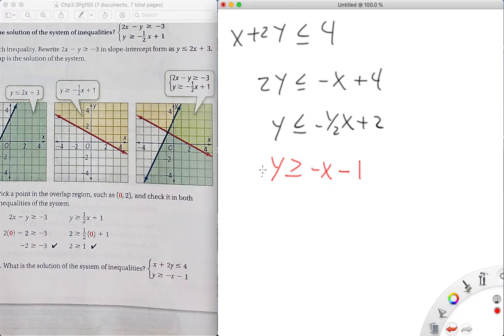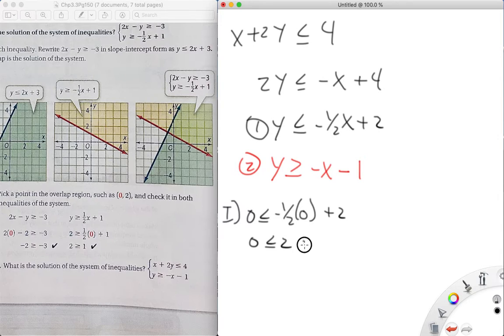So if I plugged in 0, it's number 1. So if I plugged in 0 for x, it should work. So for the first example, 0 is less than or equal to negative 1 plus 2, so we have 0 is less than or equal to 2, so that works.